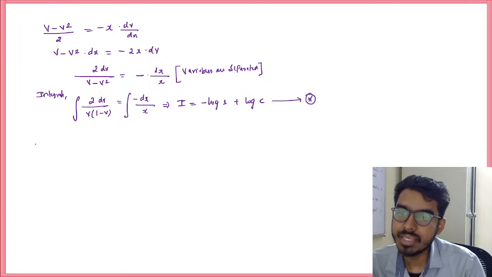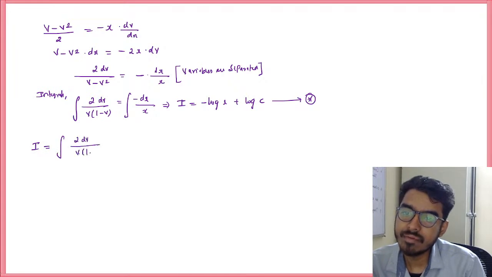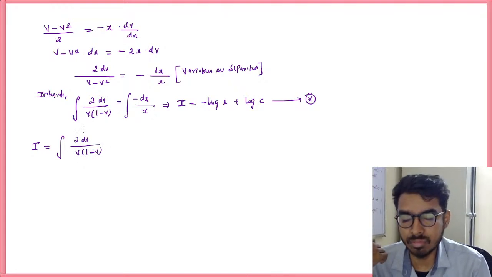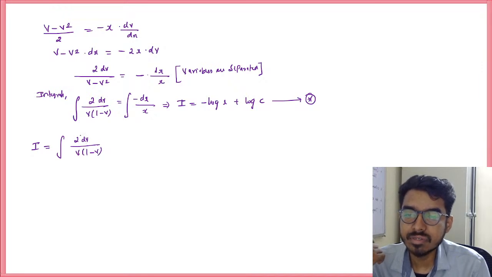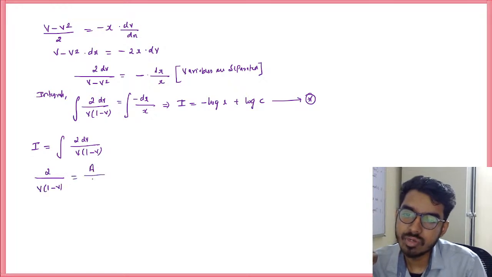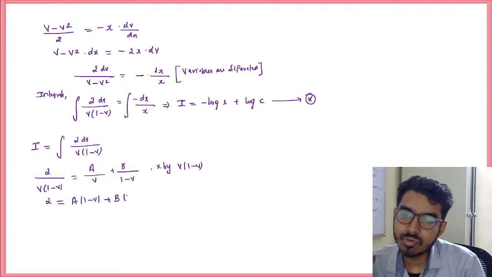Now we need to find the value of I. What is I? I is integration of 2 dv divided by v into 1 minus v. This is a proper rational function: numerator degree is 0, denominator degree is 2. So that means we need to do partial fractions. We have 2 divided by v into 1 minus v is equal to A by v plus B by 1 minus v. Multiply by v into 1 minus v throughout, we will have 2 is equal to A into 1 minus v plus B into v.